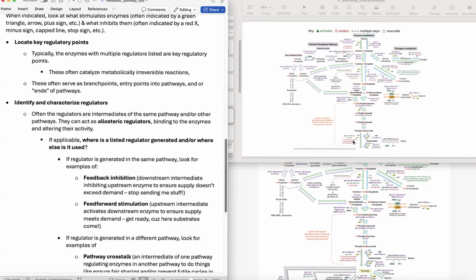Pyruvate kinase, here we have the end of the pathway, so this one's going to be highly regulated. It's kind of helping drive the reaction forward. We've got this big bang. It's going to be this metabolically irreversible step that we can't easily go back from, and so we're going to regulate it really highly as well.